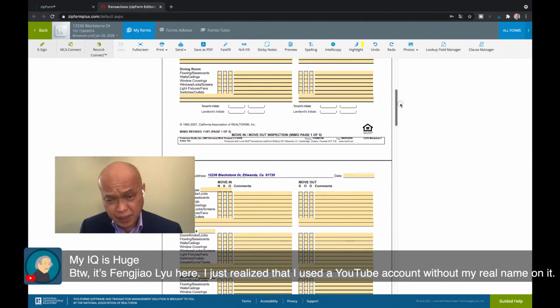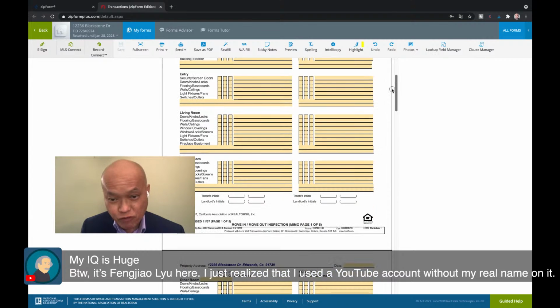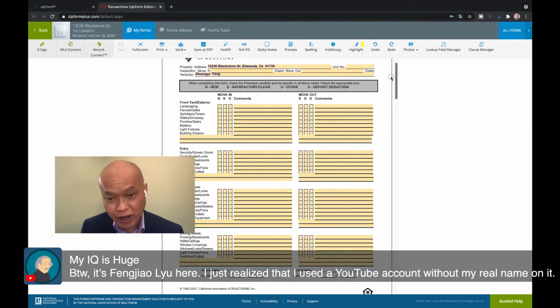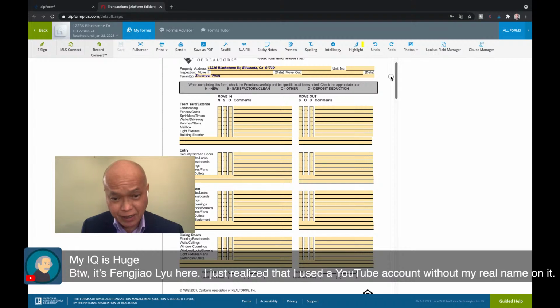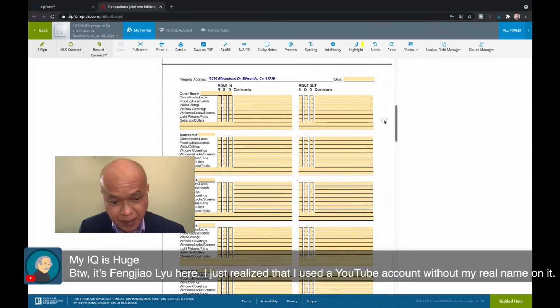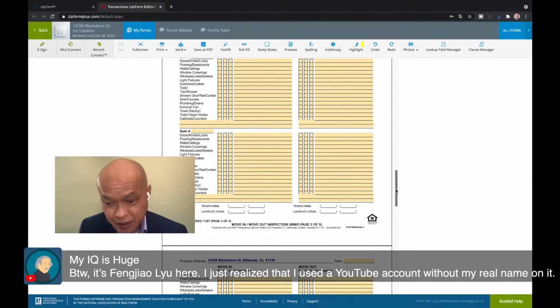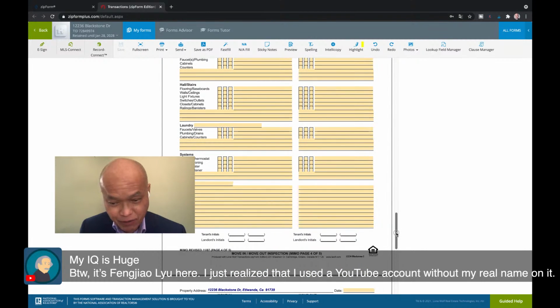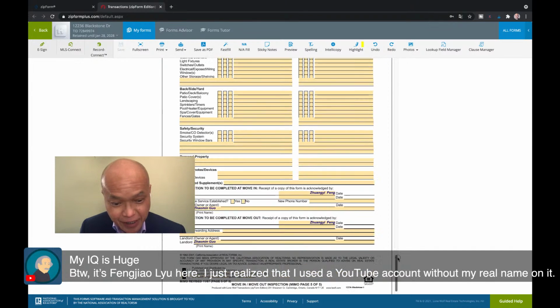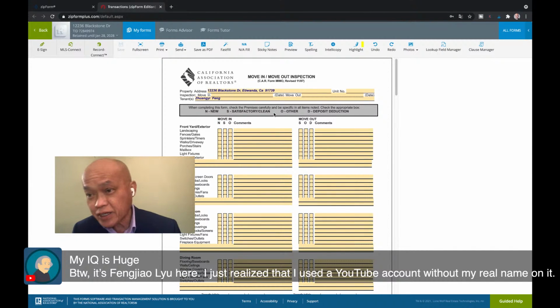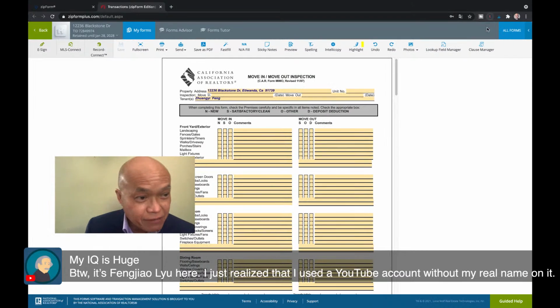Everybody keeps a copy, and then when it's time to take possession, you pull out the same form again, and then you fill out the move out portion, and then you compare the move in and the move out to see what, if anything, has changed since close of escrow and the delivery of the property. It's a pretty long form, it's pretty complete. As you can see, it's very detailed, right?